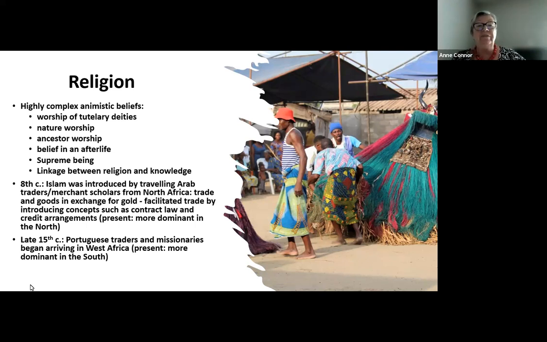In the late 15th century, Portuguese traders and missionaries began arriving in West Africa. They are right now more dominant in the south. So Christianity is more present in the south.